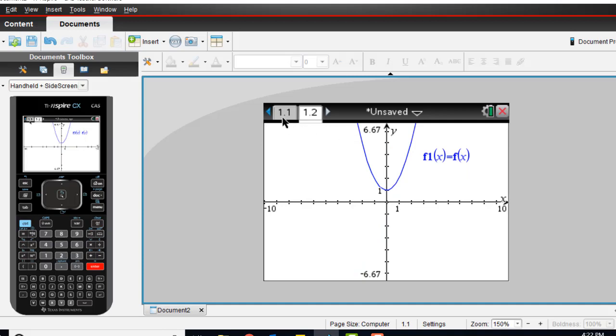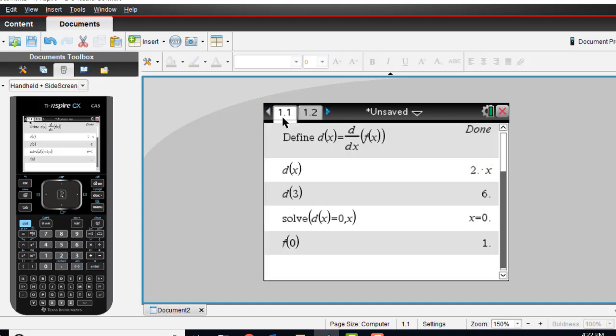And now let's find equations of some tangent lines. So previously, I found the derivative at x equals 3, which would be the gradient of the tangent line at x equals 3. So the gradient of the tangent line is 6. Let's find the equation of the tangent line at x equals 3.